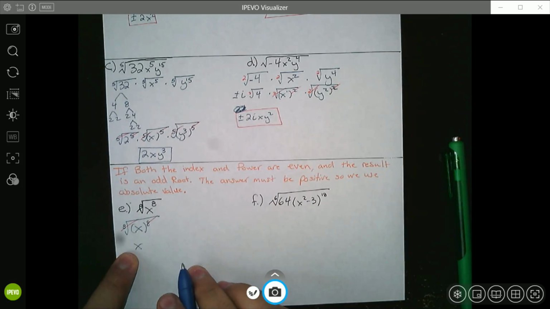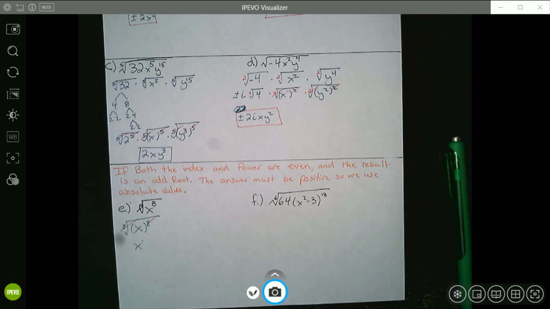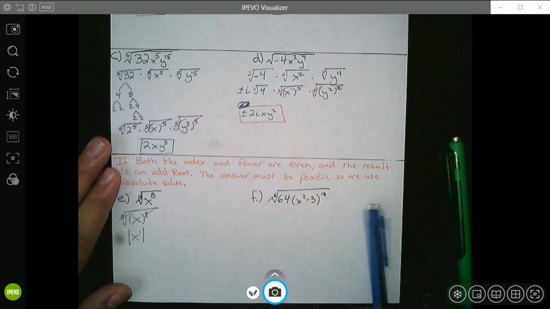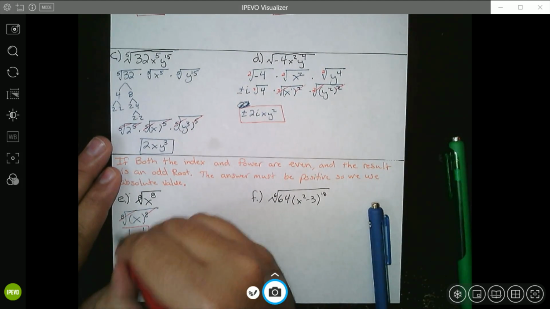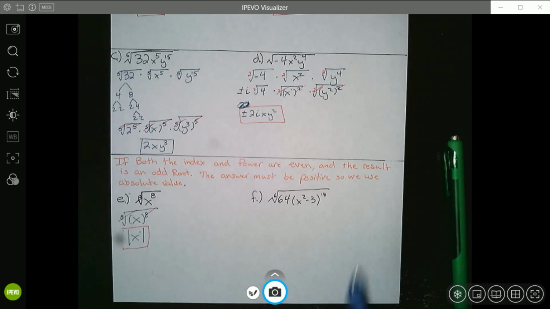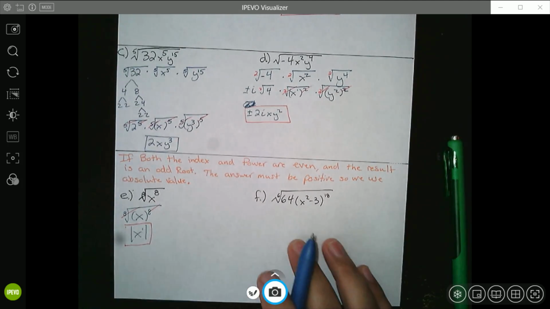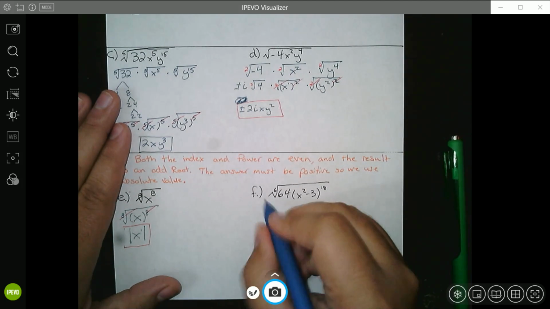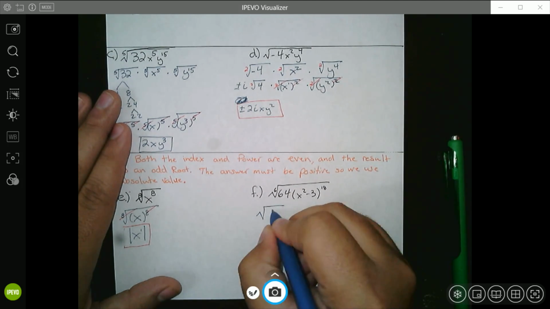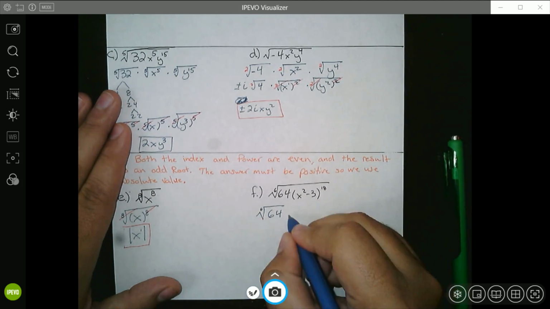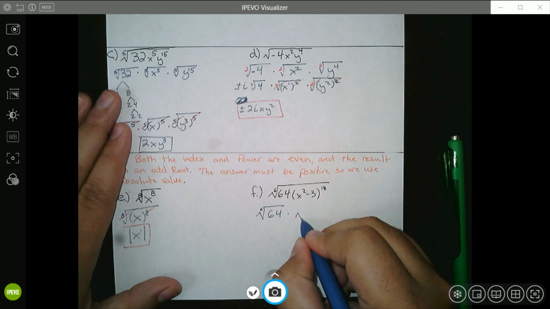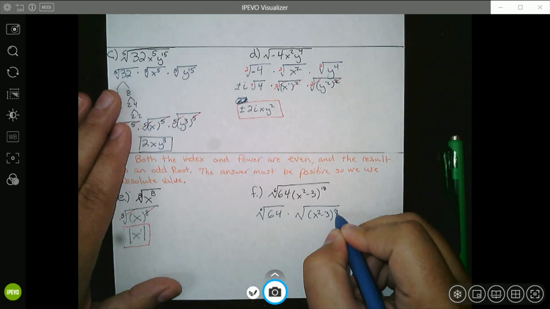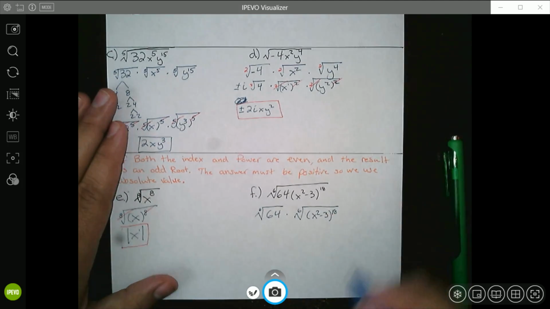Since the exponent for x is essentially an odd number because it's 1, in order for this to be correct here, I have to use absolute values. So that would be my answer. Okay? So anytime you're working these problems, you always have to look for that scenario. So for f, we do the same thing. So I'm going to break it apart. 64, I'm taking the 6th root times x squared minus 3, the 18th, the 6th root.